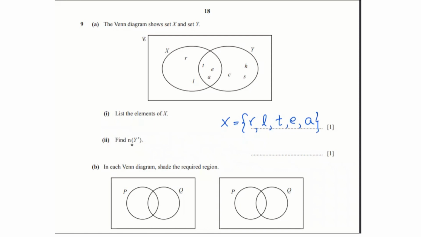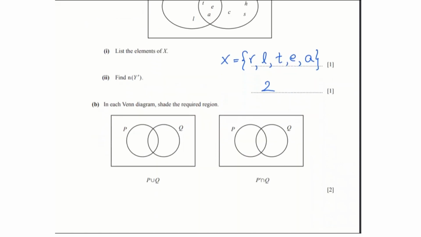Y complement. Number of elements of y complement. So first we find out y complement. Y complement means all the elements apart from y which do not belong to y. So it is R and L. So number of elements, how many? R and L. So it's 2. This one is also easy.